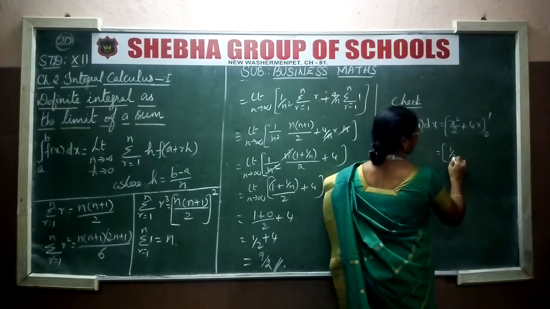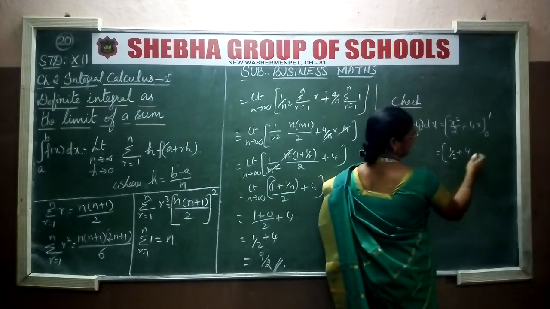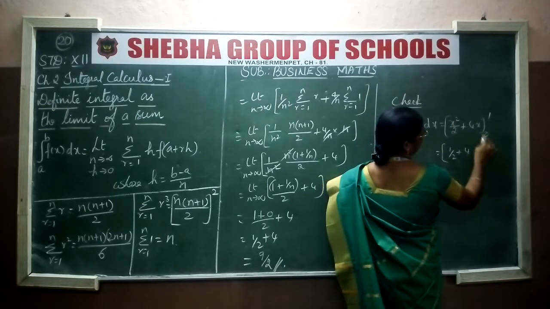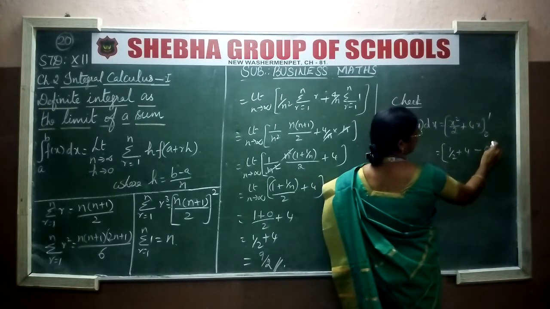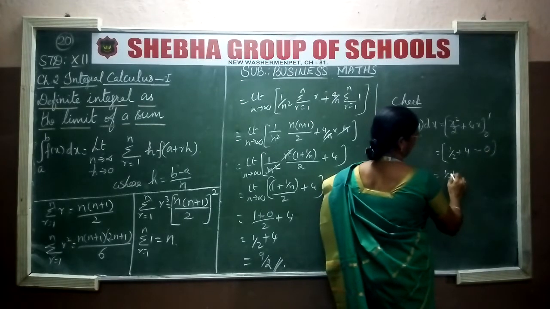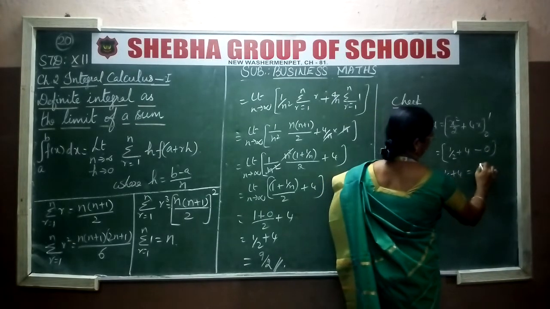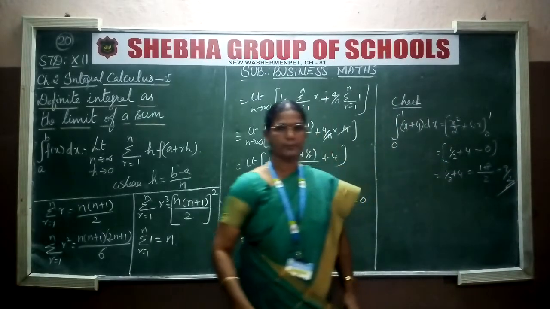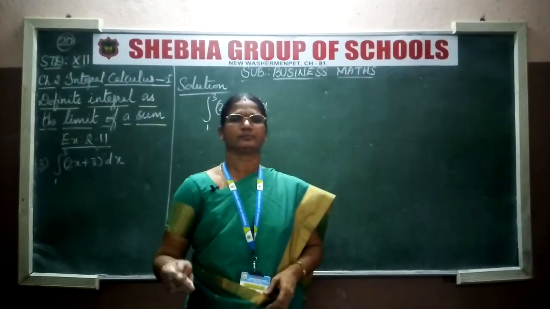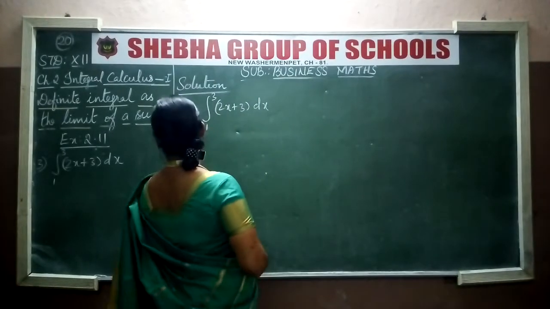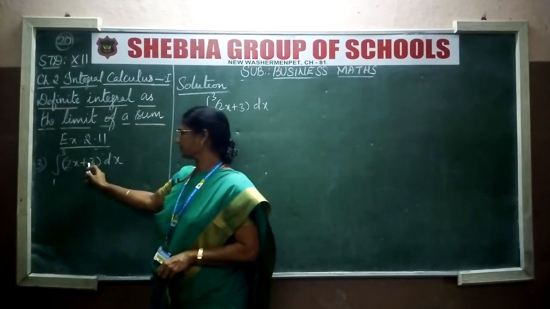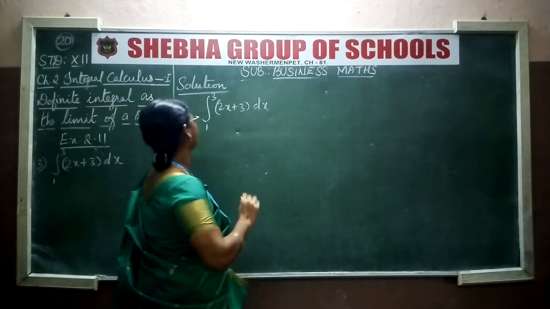We get 1 by 2 plus 4 into 1, minus the lower limit substitution, 0 by 2 and 4 into 0, which gives 0. So it is equal to half plus 4, that is 1 plus 8 is equal to 9 by 2. Understood? Next let us see the third sum. The third sum is integral 1 to 3 of 2x plus 3 into dx.